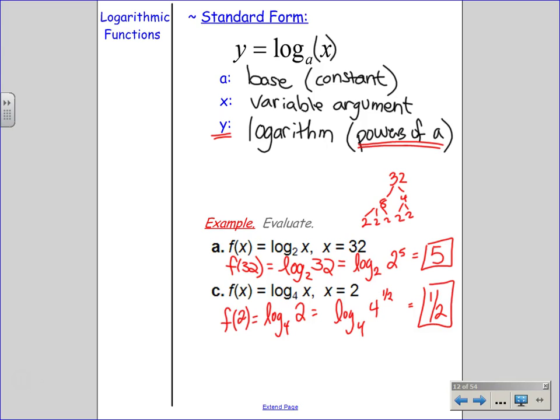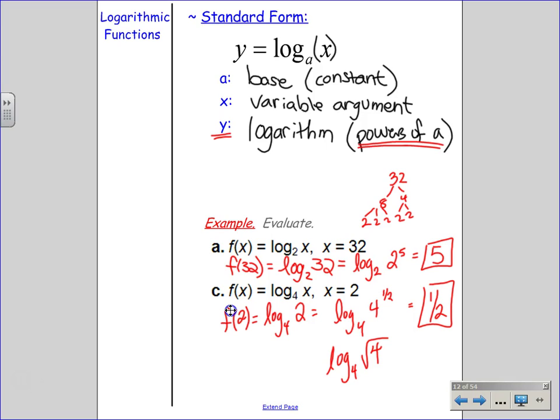Oh, wait. What's a half power the same thing as? Half of the numbers? No, not half. Square root. Isn't the square root of 4 2? 2 can be written as the square root of 4. Square root of 4, that's 4 to the 1/2. 1/2 is the power of 4 that makes 2.